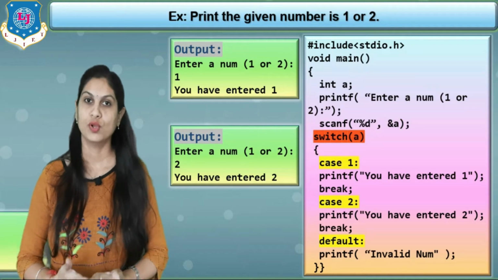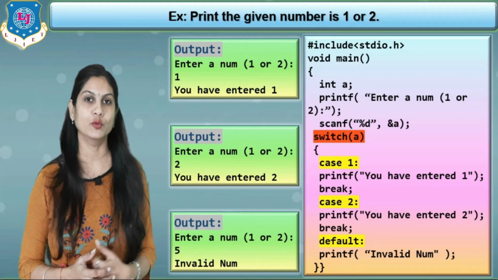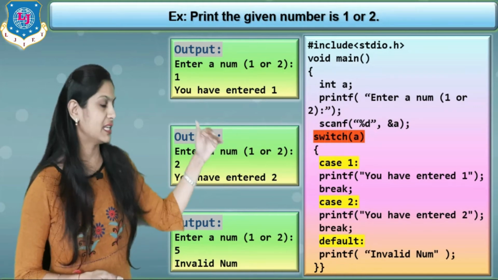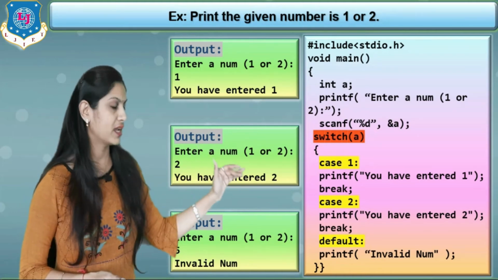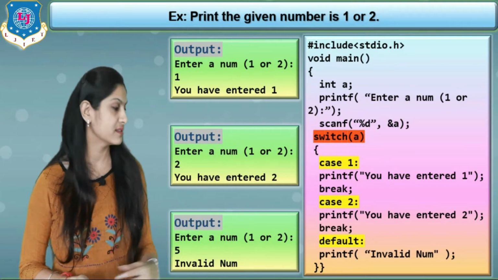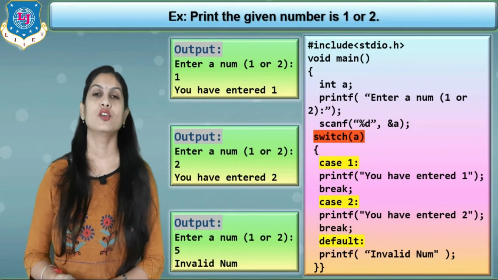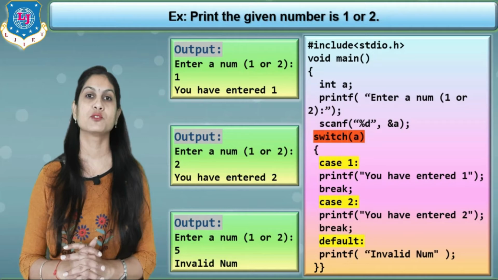And by mistake you enter 5 in our third output. Then what happens? Case 1 will not be executed, case 2 will not be executed, it directly goes on to the default statement and the message is printed like invalid number. I hope you guys understand this concept of switch.